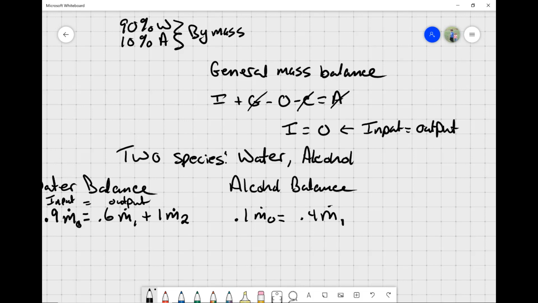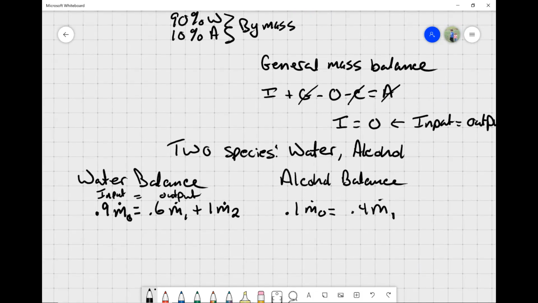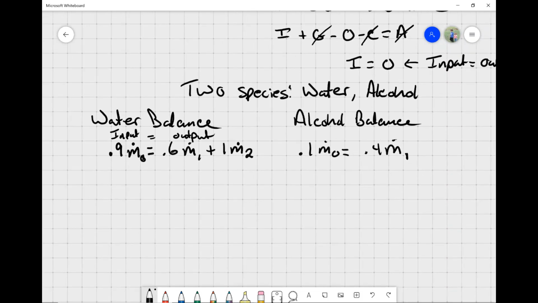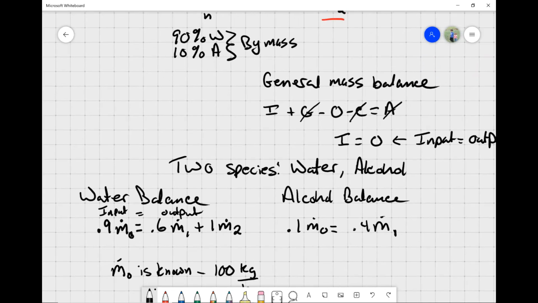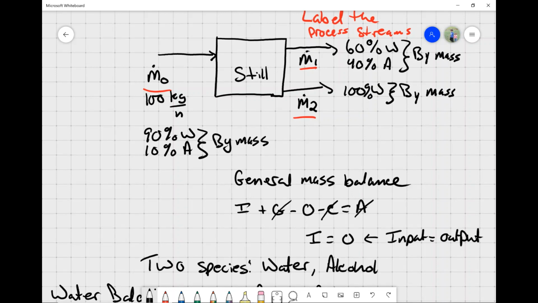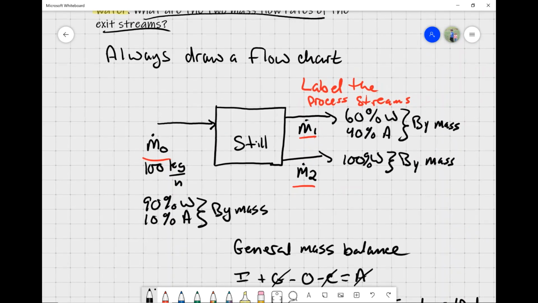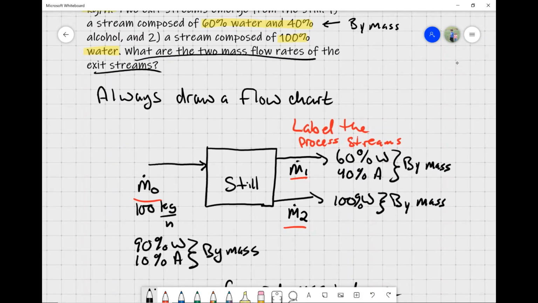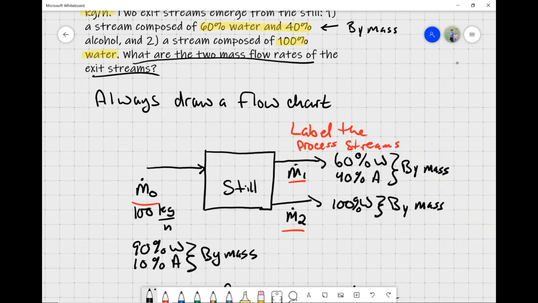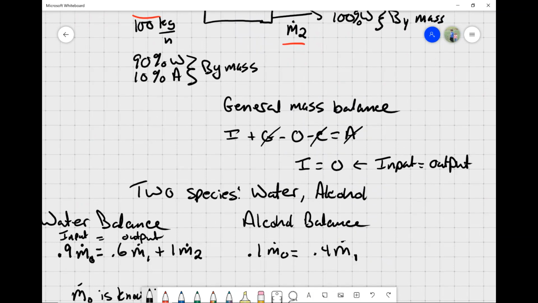All right, so there's some knowns and some unknowns. M naught is known, and that's 100 kilograms per hour. And we are trying to solve for M1 and M2, so mass flow rate 1 and mass flow rate 2. That's what the question's asking.